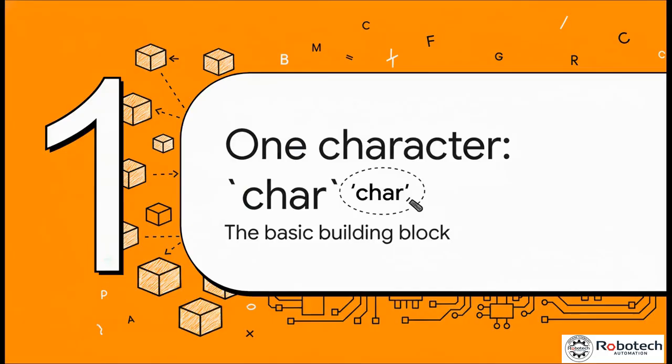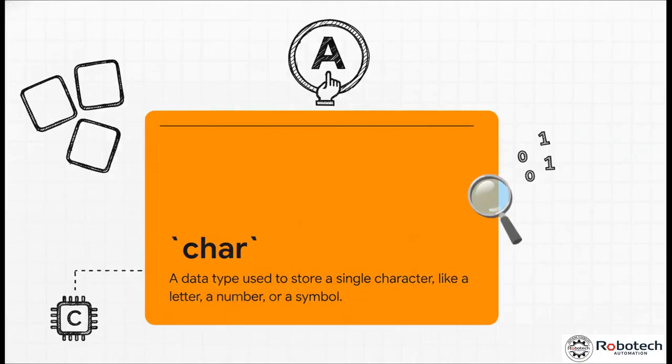Well, it all starts with the absolute smallest piece of any word, just a single character. And for that job, Arduino has a very specific tool for us. It's called char. The best way to think about a char is like a single Scrabble tile. It can only hold one letter, one number, one symbol at a time. It's really the most fundamental building block for text, designed to hold just one character.